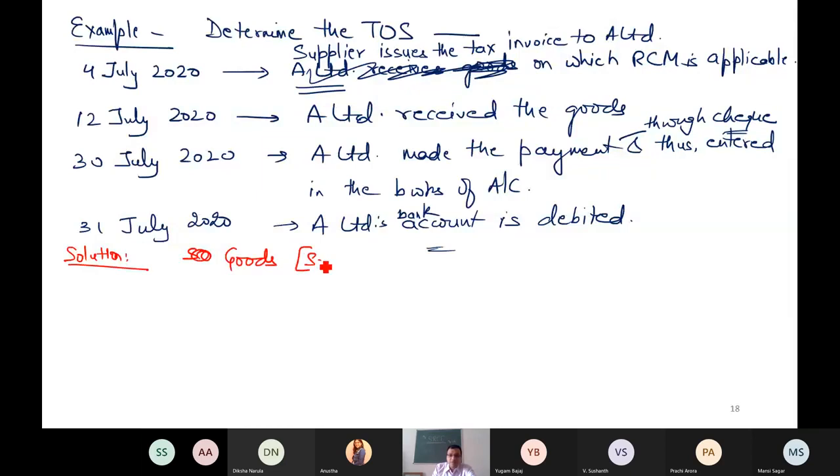So there are three dates. First date. What was my first date? Date of receipt of goods. When you received the goods, 12 July. This is the first date. Date of receipt of goods.